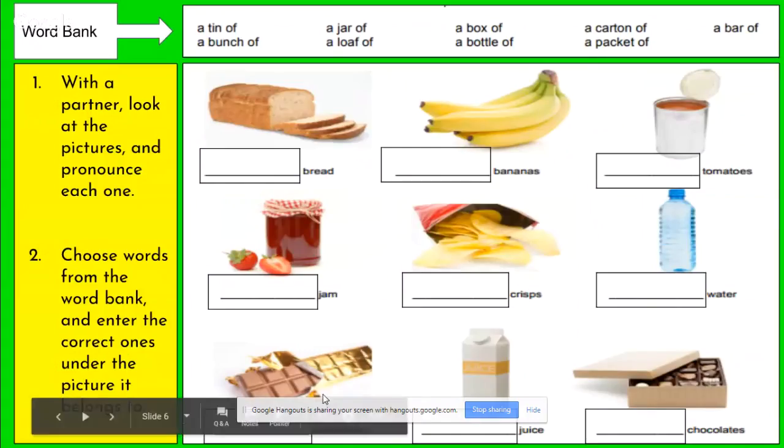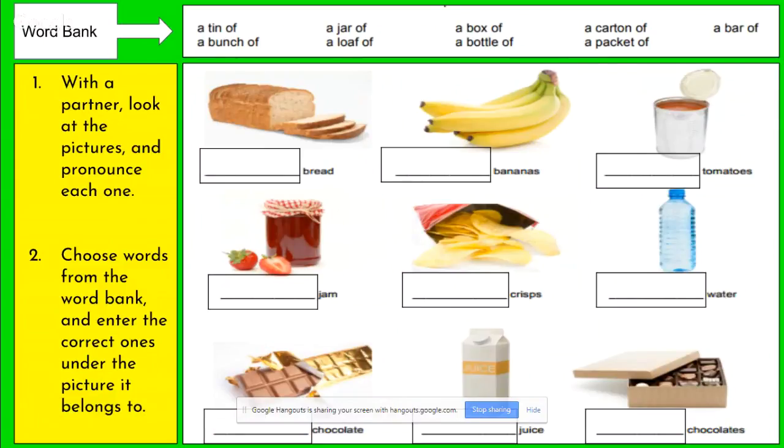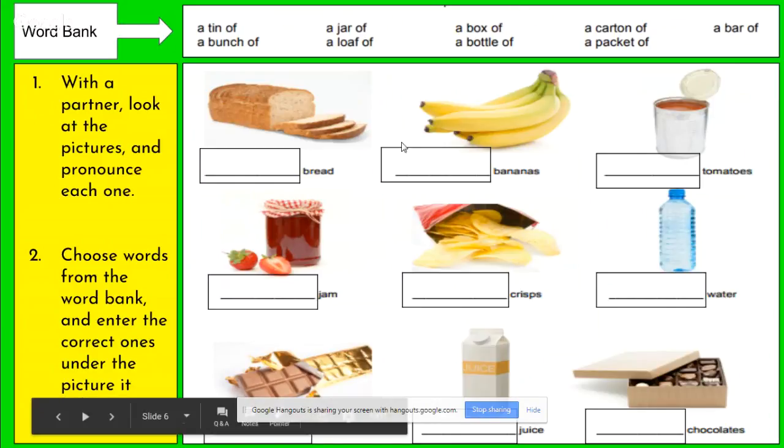From here, we used a word bank. So with a partner, look at the pictures and pronounce each one. You do see that there's a lot of opportunity for collaboration as well. They can work in pairs or groups if you want them to, or they can work independently. Then choose words from the word bank and enter the correct ones under the pictures. So they are literally typing into the squares.